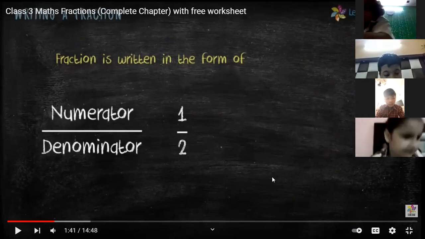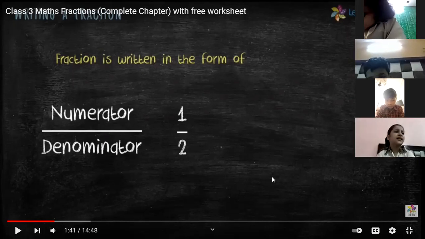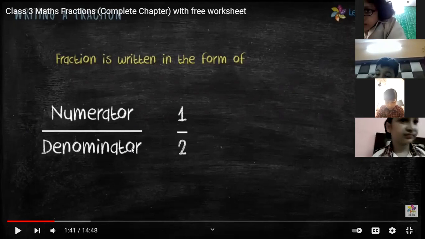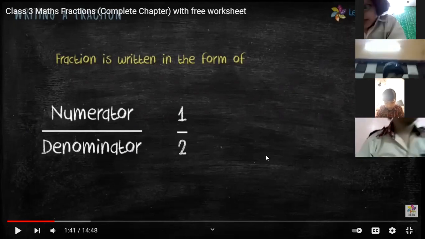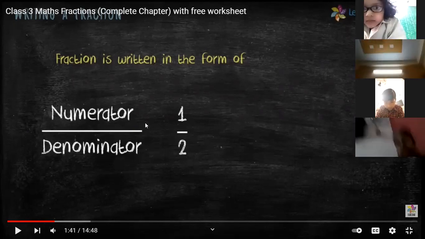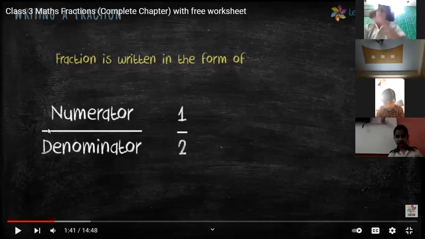These are the new terms which we have to learn for how to write a fraction. So we will always take a fractional bar between these two terms. The first one is numerator and the second one is denominator. We use this fractional bar. I hope it is clear to everyone. This fractional bar is clear? Very good.